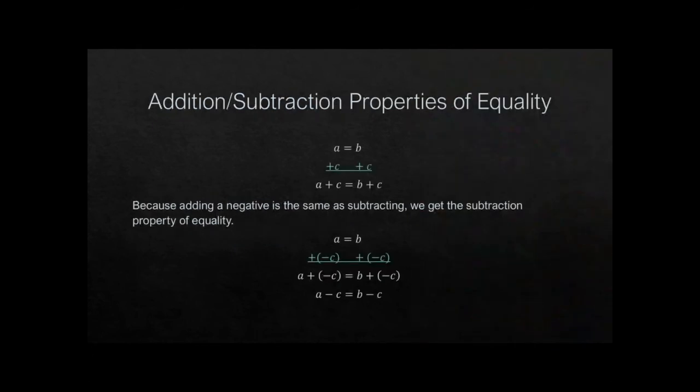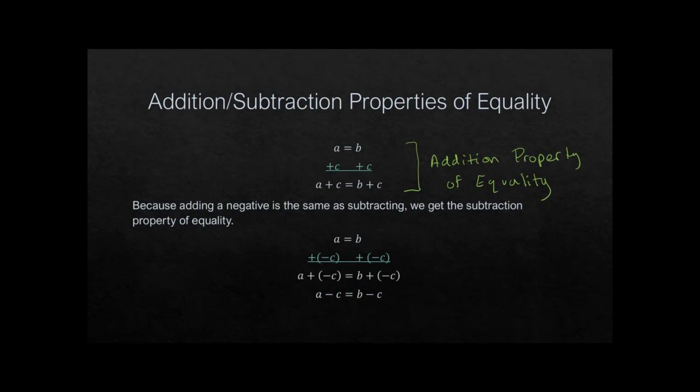So we've got addition and subtraction properties of equality. Basically what these mean is that you can add a number to both sides of an equation, or you can subtract the same thing from an equation. So above here is the addition property. Right here, this is the addition property of equality. So if I have an equation that's true, I can add the same number to both sides and it's still true. That's essentially what that's saying.